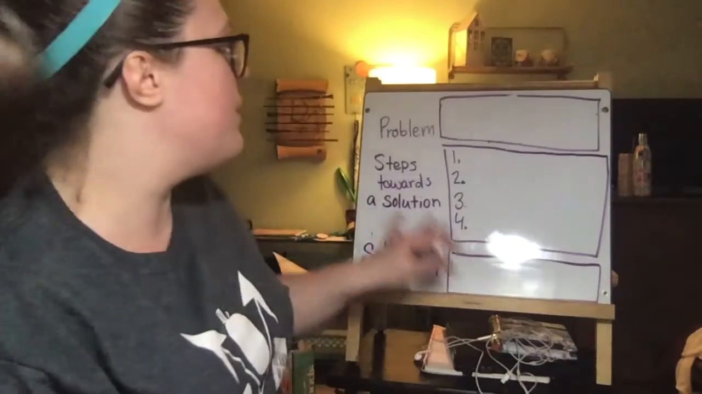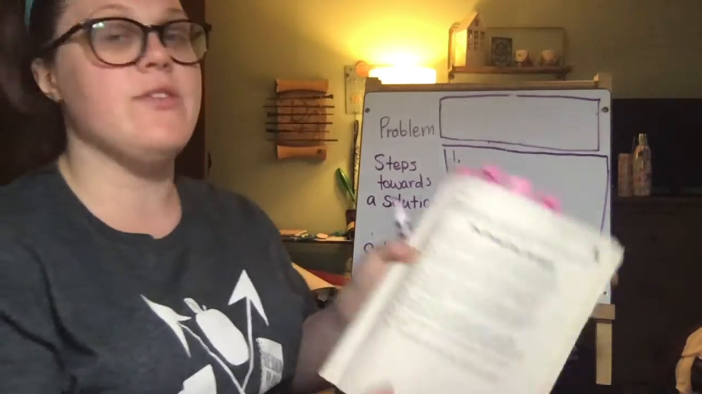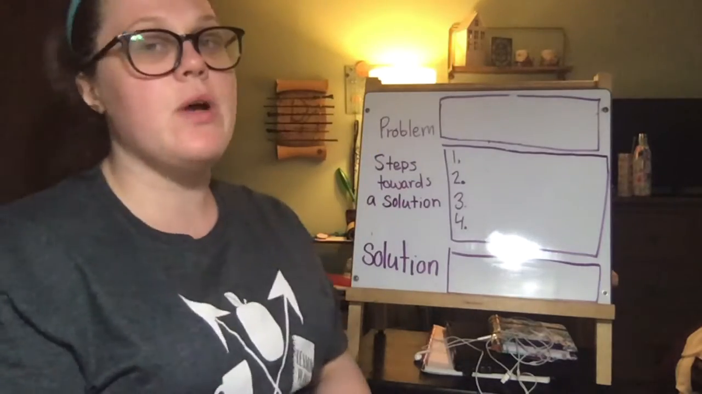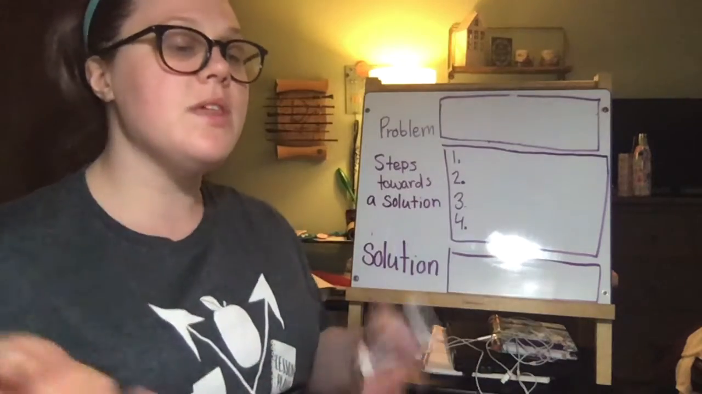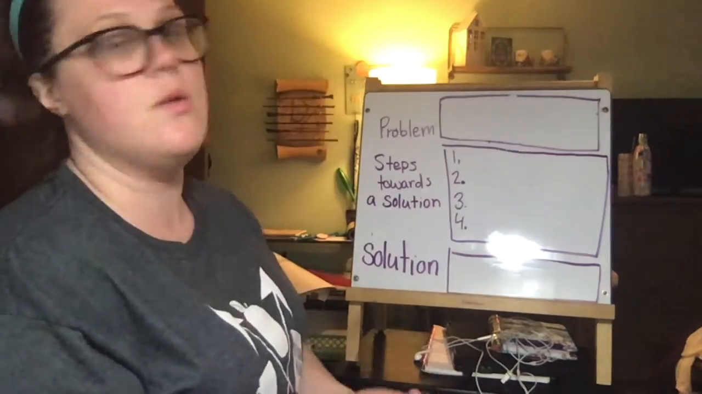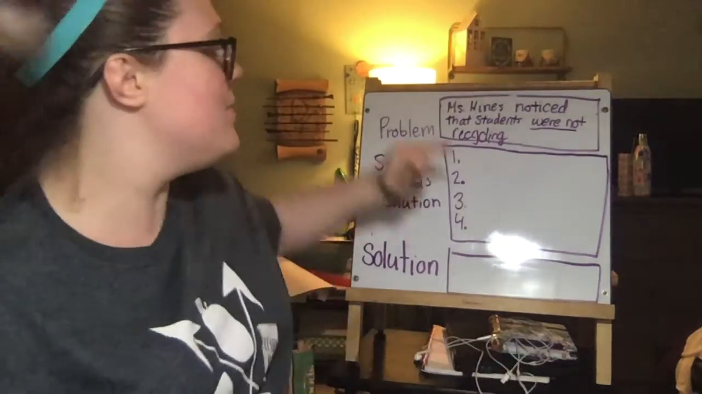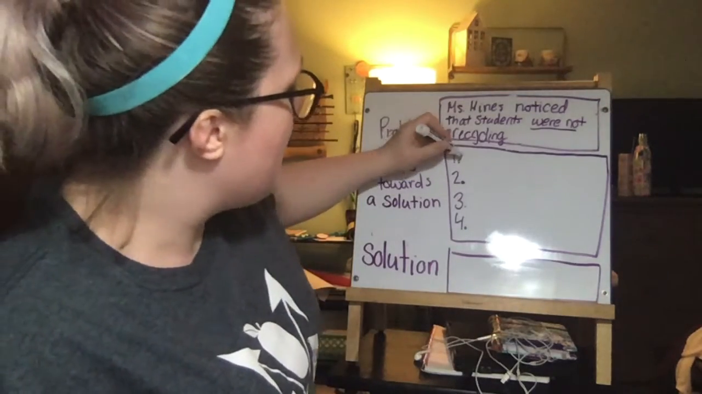So let's model what we would do for problem and solution with the story, The Recycling Contest, which you've read this week and should have already mapped out. When we're thinking about the problem, we're thinking about what happened in the story. What did the character want? Well, Miss Hines wanted the students to recycle more because she noticed that they weren't. So what Miss Hines did when she noticed that the students were not recycling was she decided that she was going to have an assembly.